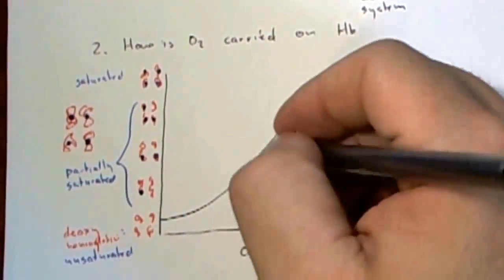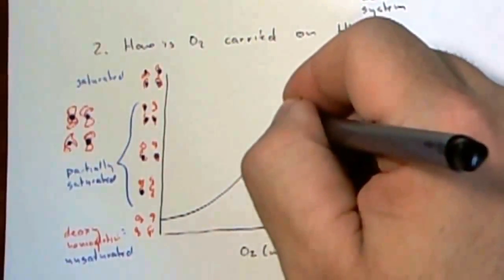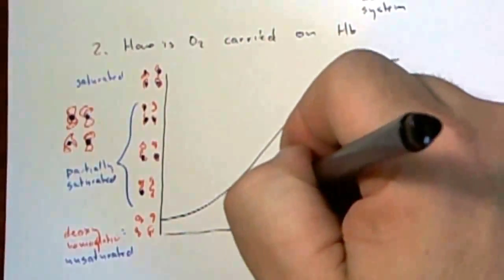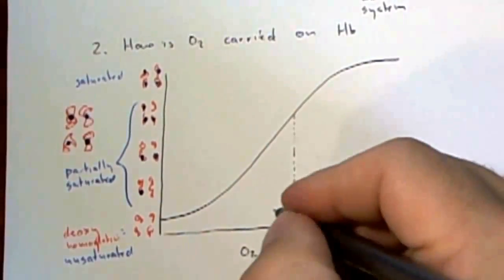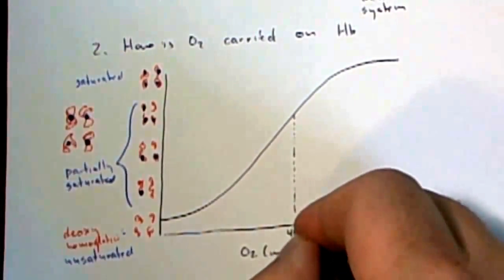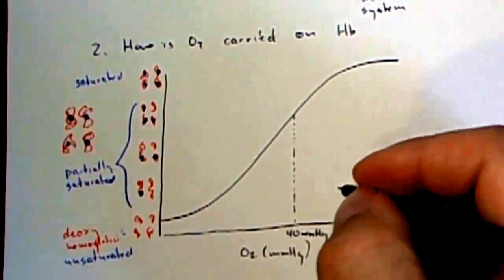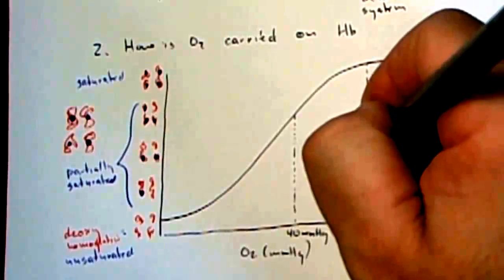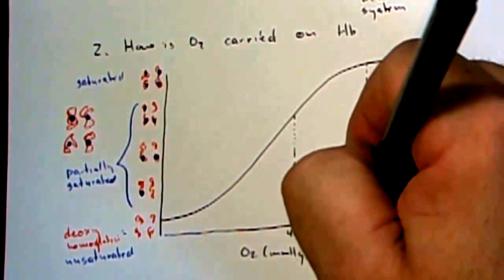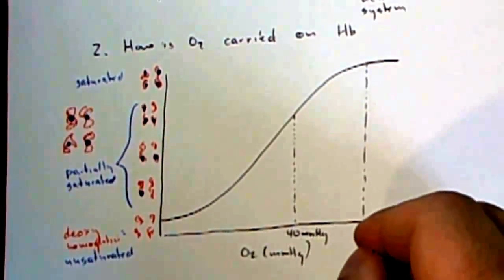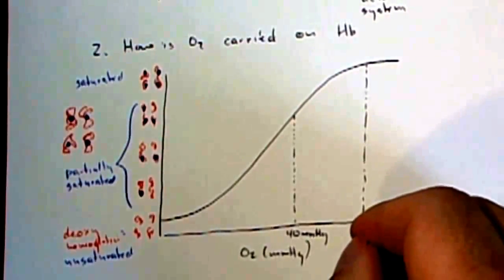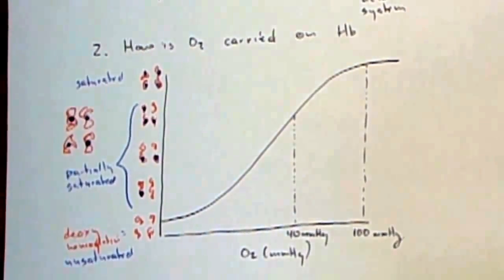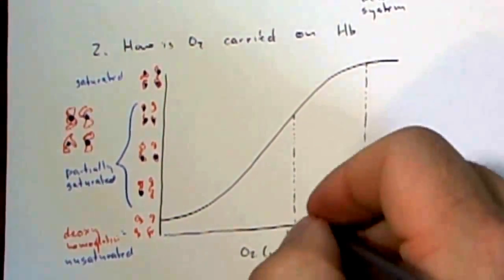Some critical numbers here: the concentration of oxygen out in the tissues is usually about 40 millimeters of mercury. And the concentration in the lungs can be upwards of 150 because that's atmospheric, but we'll just go with 100 millimeters of mercury. Now what this curve tells us is this is tissue.